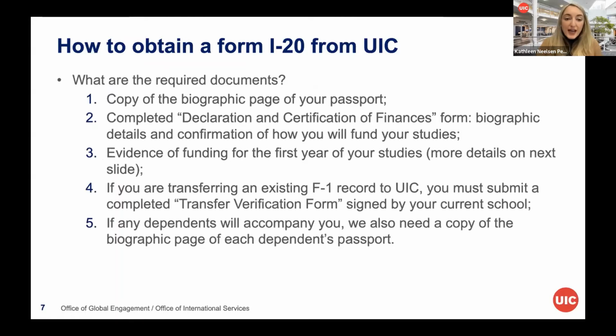So those are the required documents that we will need from you, and again, we do not need any of these until you have been admitted to UIC and you're planning to come to UIC. We'll collect these from you to create that Form I-20. That's going to be a copy of the biographic page of your passport, and a completed declaration and certification of finances form. Again, you'll receive the link to that form upon admission, but that form is going to gather your biographic information and you'll confirm how you're going to fund your studies.